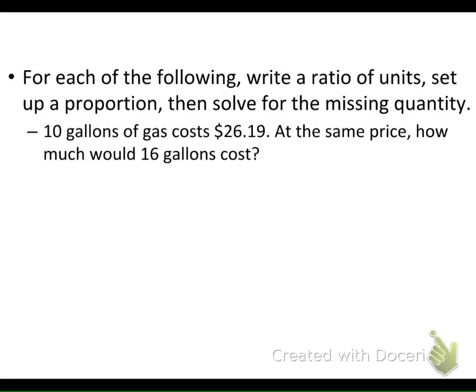The ratio of units is just talking about what two items am I comparing, or what two things am I talking about. So when I go to set up my word problem, I'm going to put ROU. That stands for ratio of units, as Kelsey told us a moment ago, the two things that she's comparing.